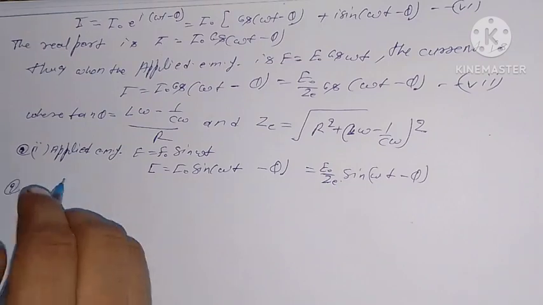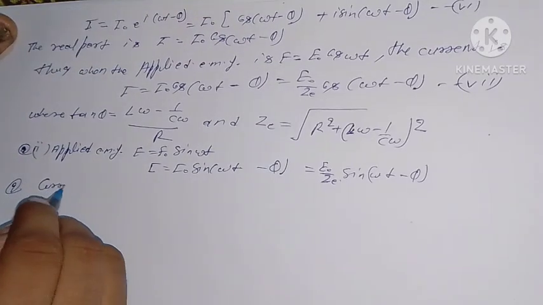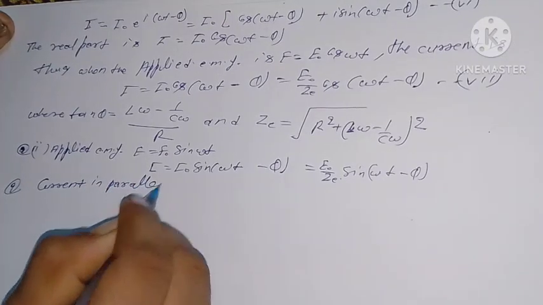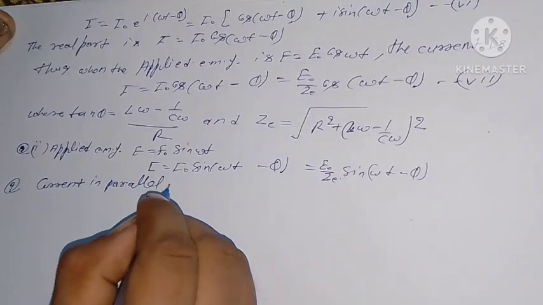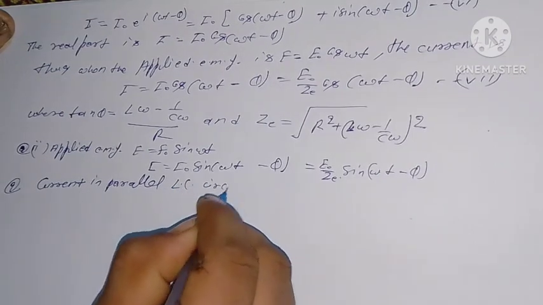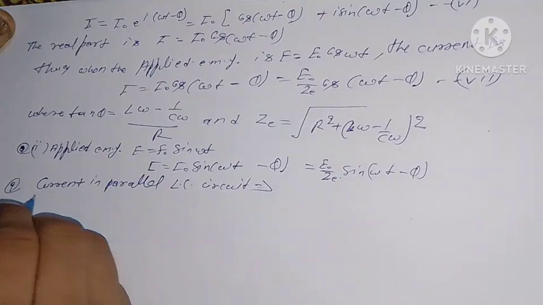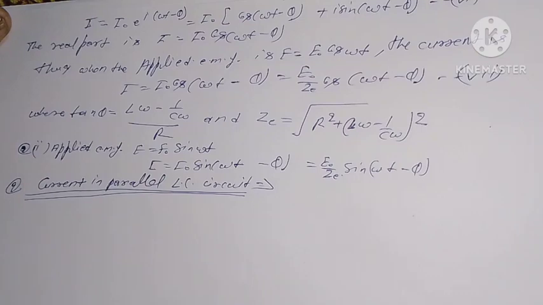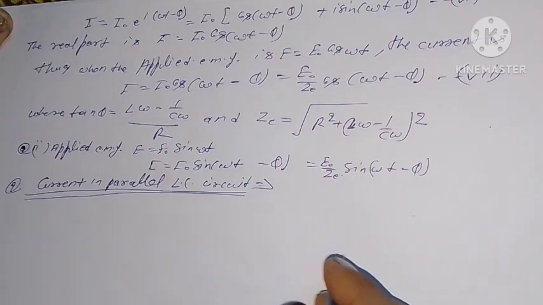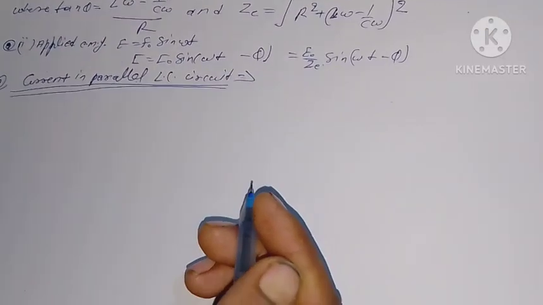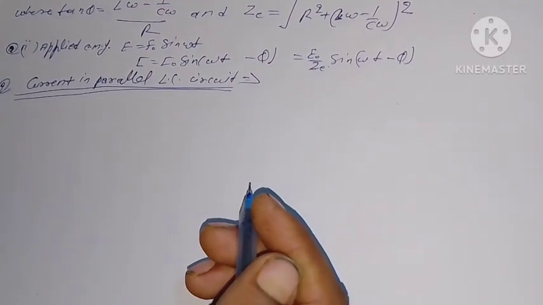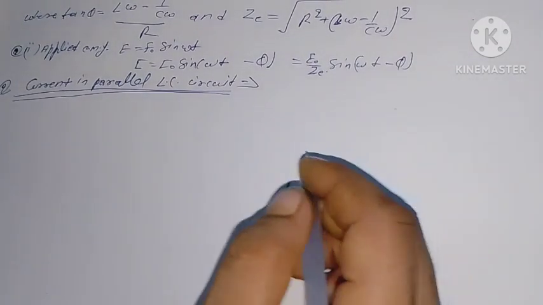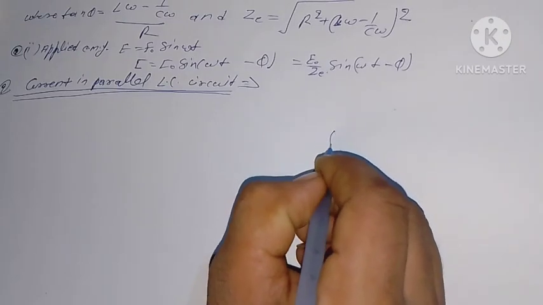Okay, and the second point: current in a parallel LC circuit. What is an LC circuit? We will do a detailed study in the electrical part of parallel and series LC circuits, and this is AC current.